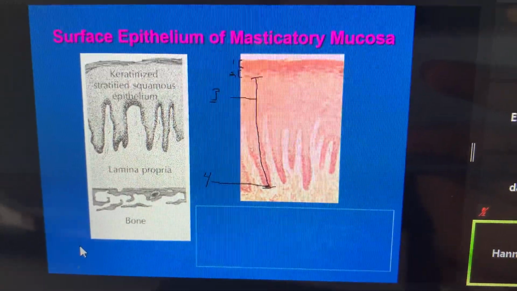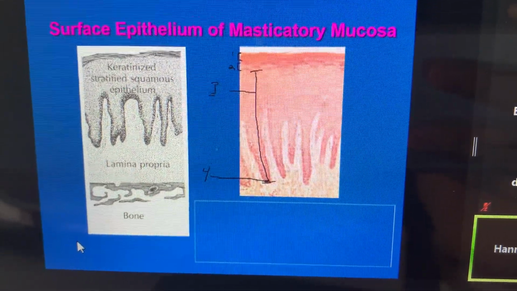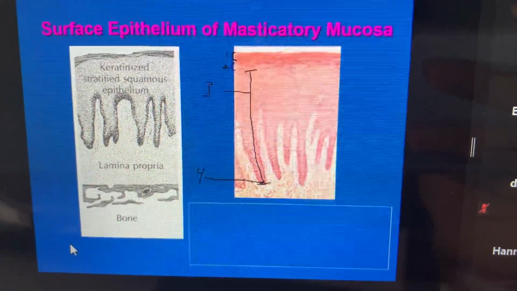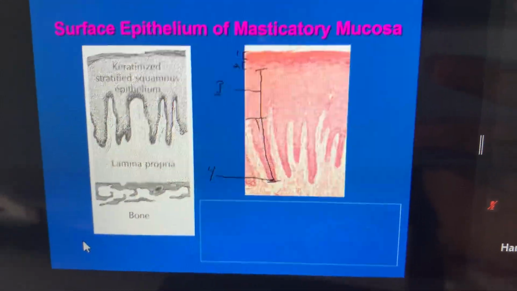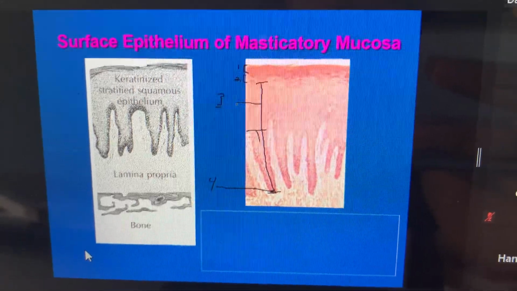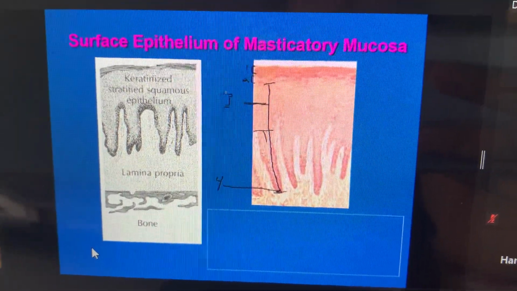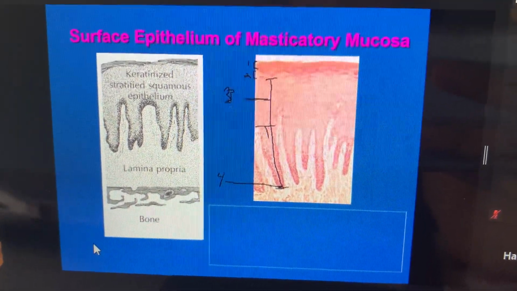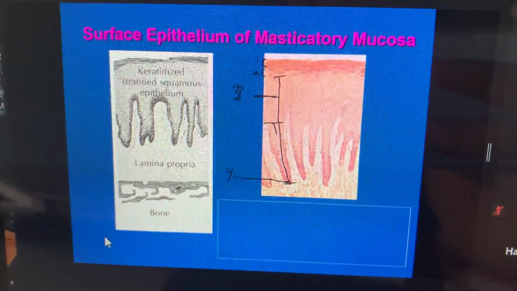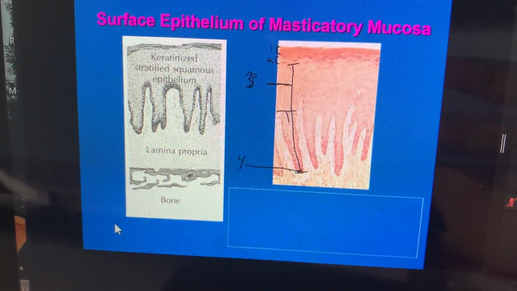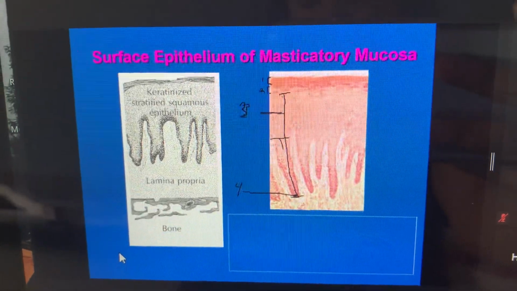Is that the rete peg? Is that what it's showing? Well, it's showing the rete peg is right down in this section, but what we're talking about is the layers of it. You're right that it's basically pointing to that, but what is this layer called from almost the tip of the rete peg all the way up to the granular layer?